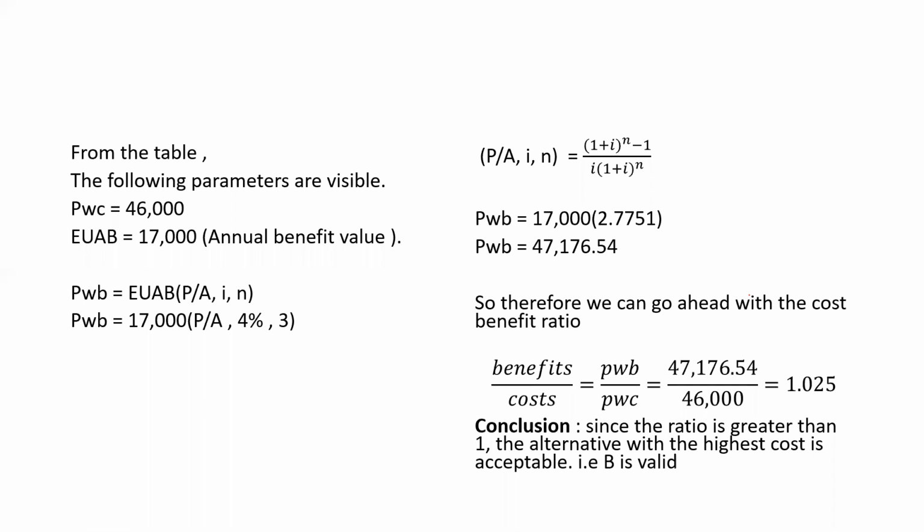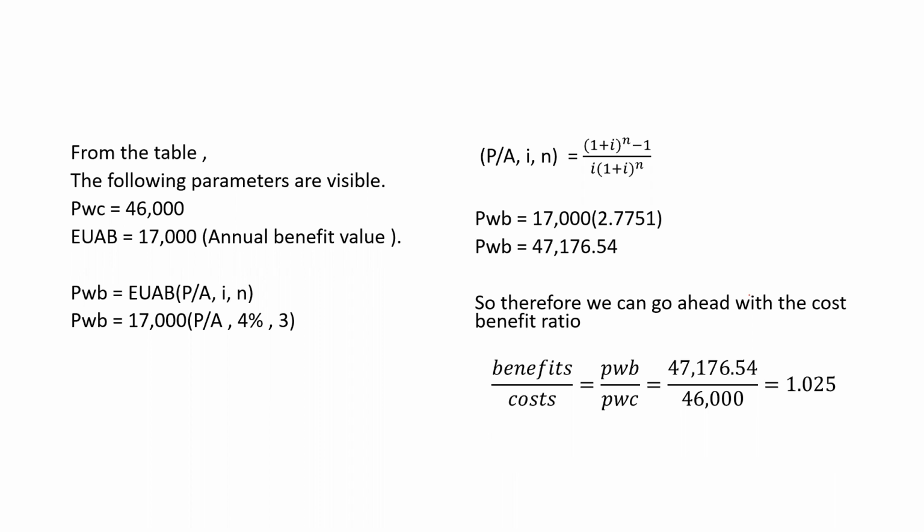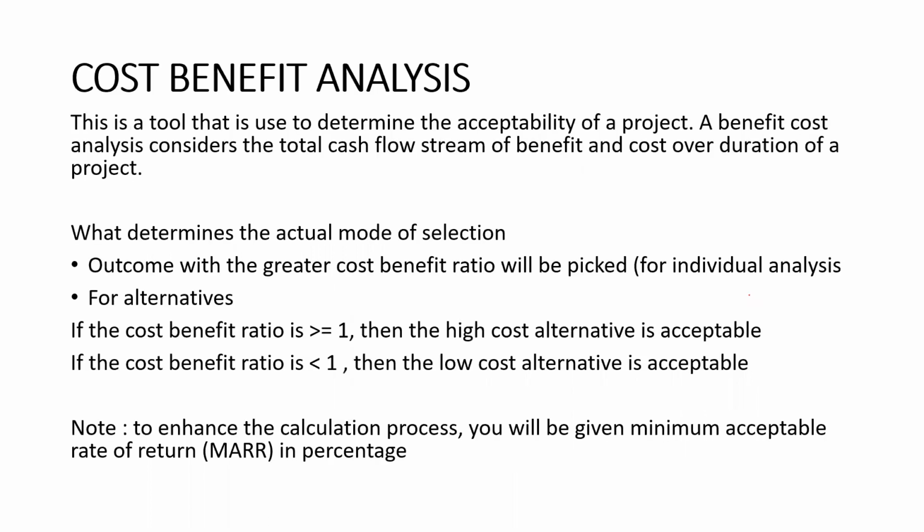The alternative with the highest cost is acceptable. So whenever your cost-benefit ratio is greater than 1, then the alternative with the highest cost, the highest starting capital, the highest investment cost, is what you should accept. Let me go back. For alternatives, if the cost-benefit ratio is greater than or equal to 1, then the highest cost alternative is acceptable. If the cost-benefit ratio is less than 1, then the low cost alternative is acceptable.